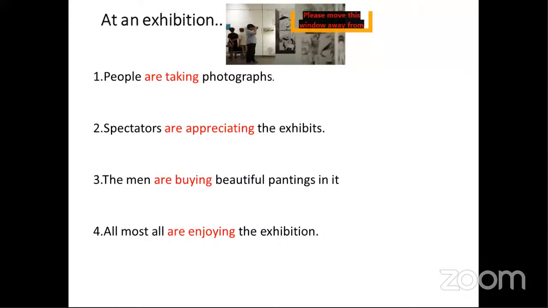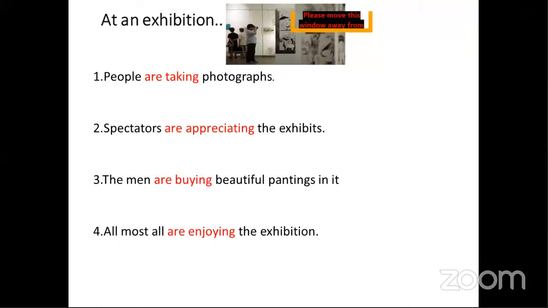What is the first one? People are taking photographs. Normally, if the photographs are allowed, we can take them, right? So this is one action, right? What is the other one? Spectators are appreciating the exhibits. Exhibits means the items on display in an exhibition, we call them exhibits, right? When they are so nice and beautiful, we really appreciate them, no?